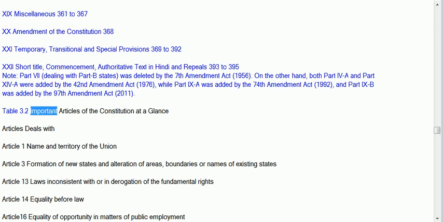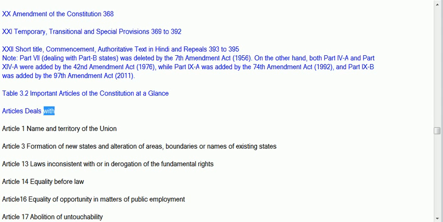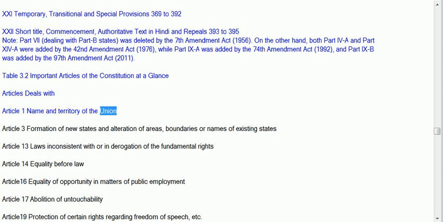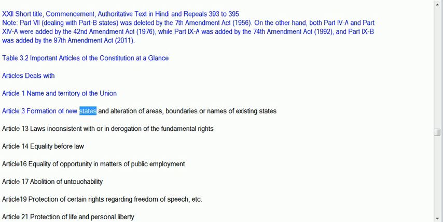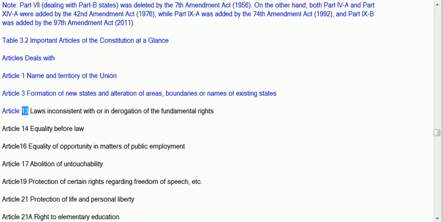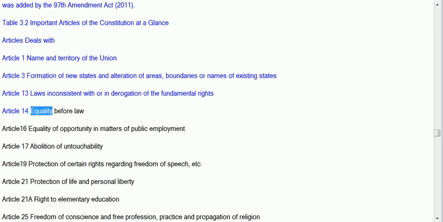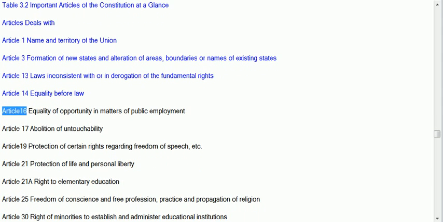Table 3.2 Important Articles of the Constitution at a glance. Articles deals with: Article 1 Name and Territory of the Union. Article 3 Formation of new states and alteration of areas, boundaries, or names of existing states. Article 13 Laws inconsistent with or in derogation of the fundamental rights. Article 14 Equality before law. Article 16 Equality of opportunity in matters of public employment.